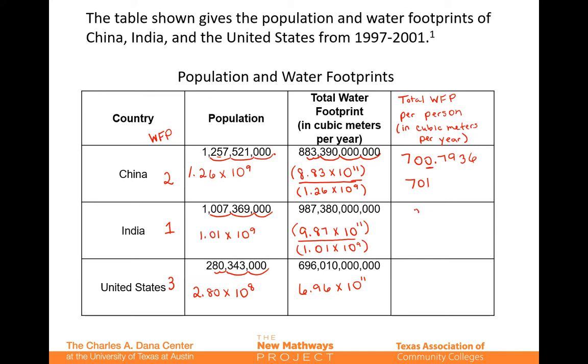This in my calculator said 977.22. Got some more stuff, but remember, we're going to round to the whole number. So this is just 977.